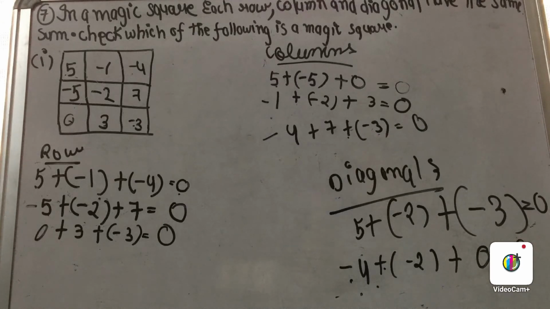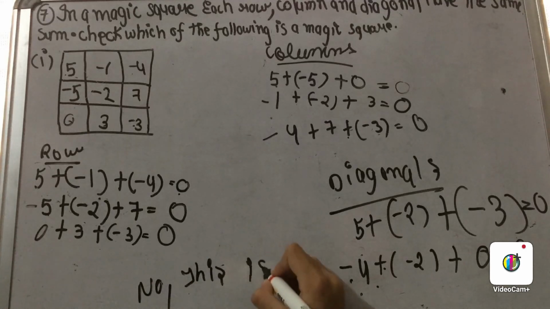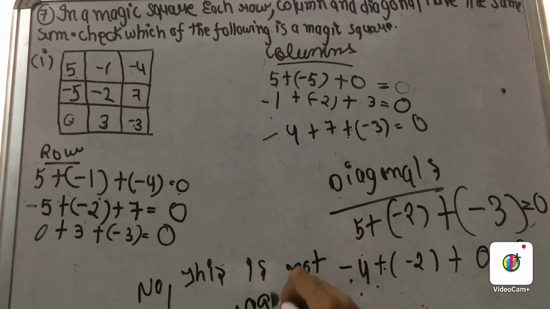So now as only one diagonal is not, it doesn't matter whether one or two diagonals are not having the same sum. This is not a magic square because all the rows, columns and diagonals do not have the same sum. So now we can just write here, no, this is not a magic square.